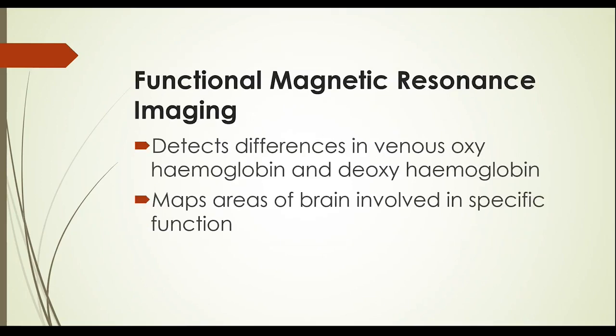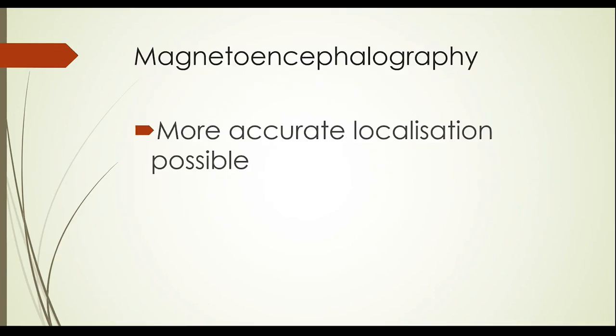So, a little bit about the functional MRI. Functional MRI is important, especially in the newborns, cerebral hypoxia, and then some particular types of epilepsy, where you can detect oxyhemoglobin and deoxyhemoglobin differences and map the areas of the brain involved in specific function. This marvelously shows hypoxic ischemic encephalopathy related brain injury.